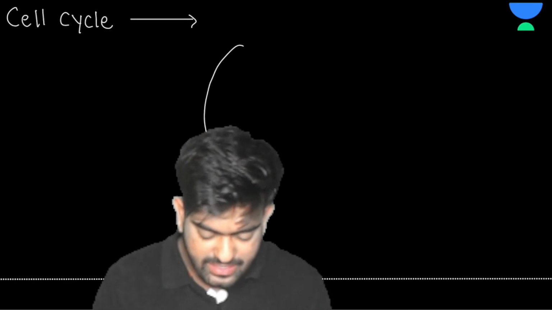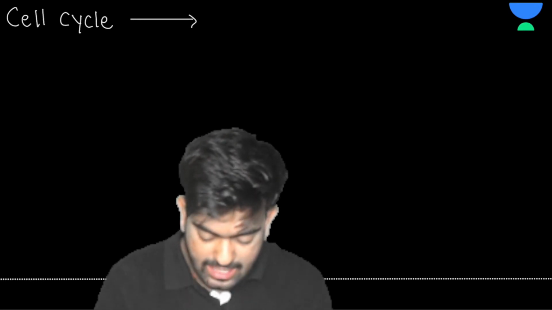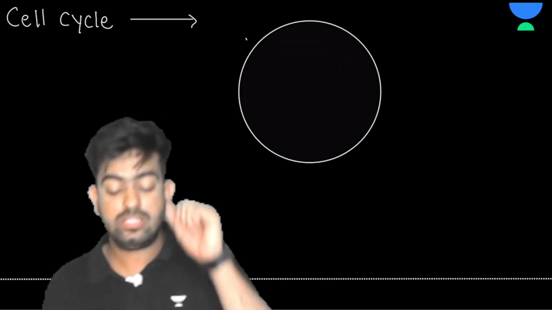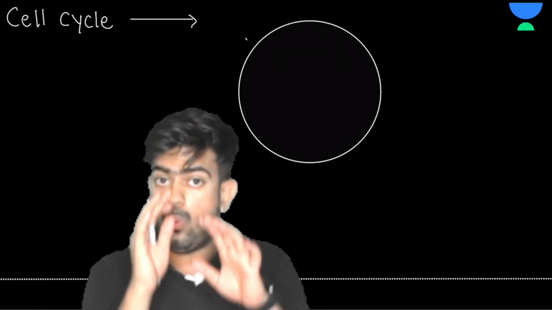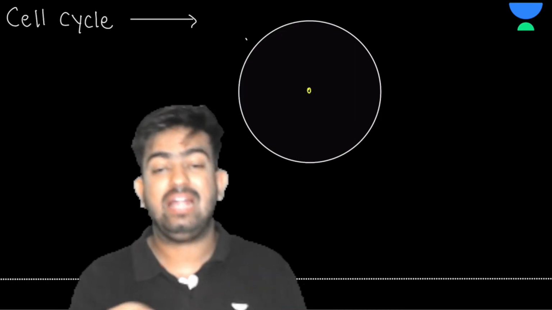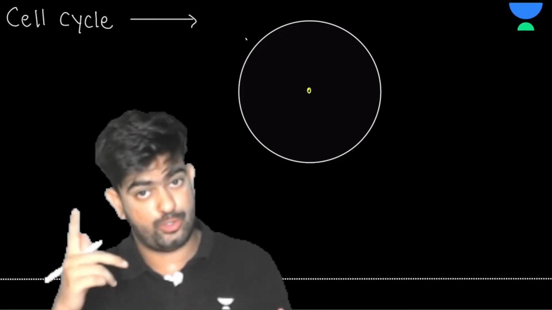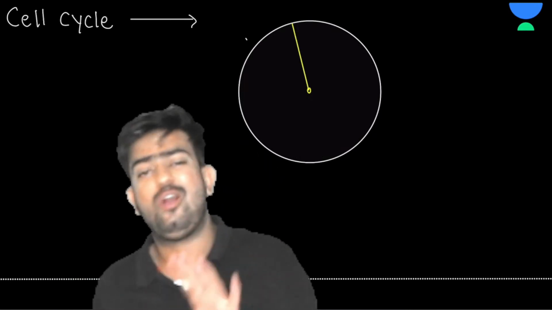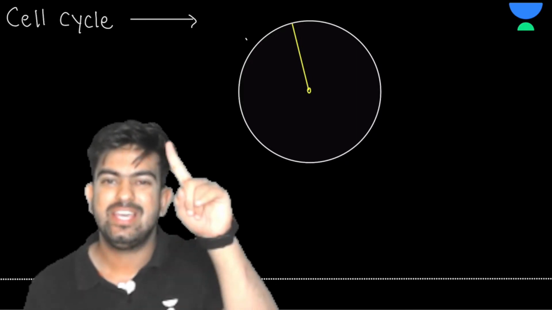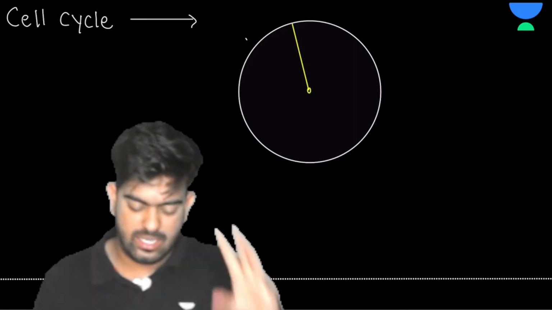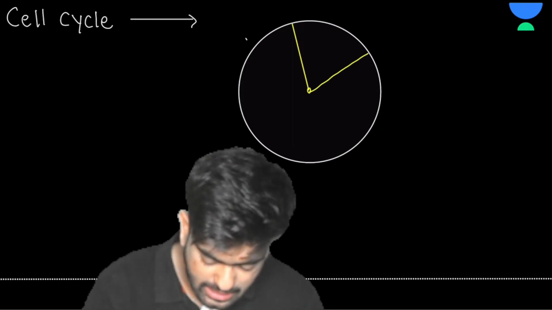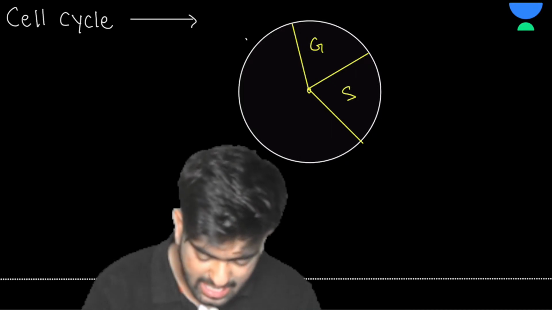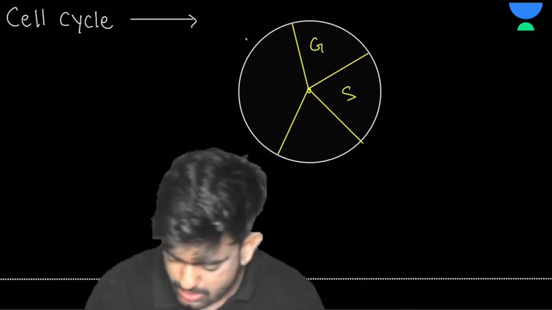The cell cycle was divided into how many phases? It was divided into two phases. One was interphase and the other was M phase. Yes or no? Do you remember that? That's very good. Interphase was again divided into how many parts? It was G1, S and G2. So let's make here G1, S, and then G2. Clear?